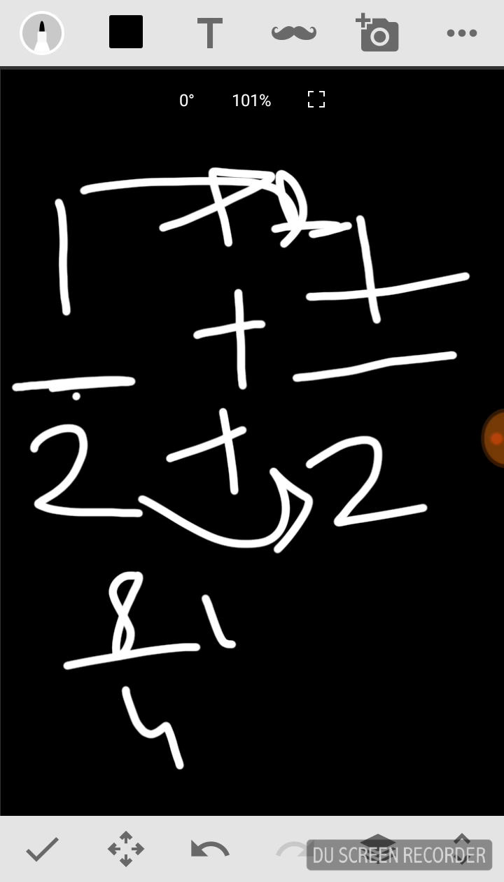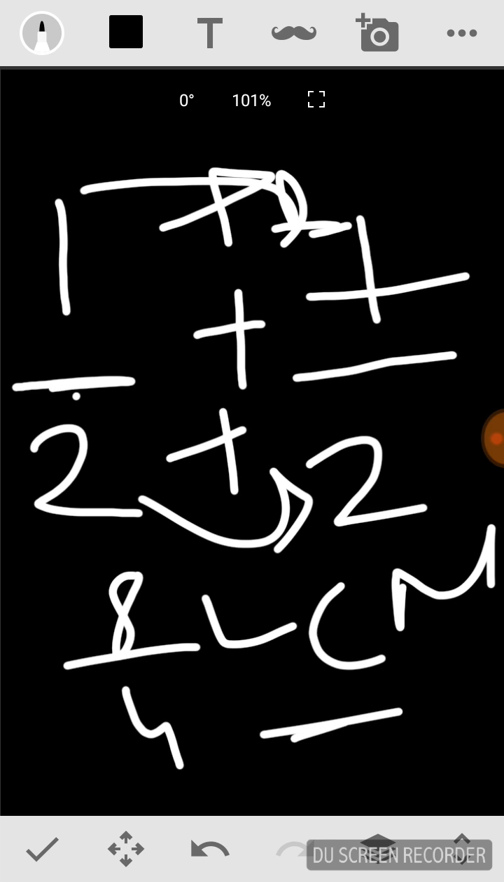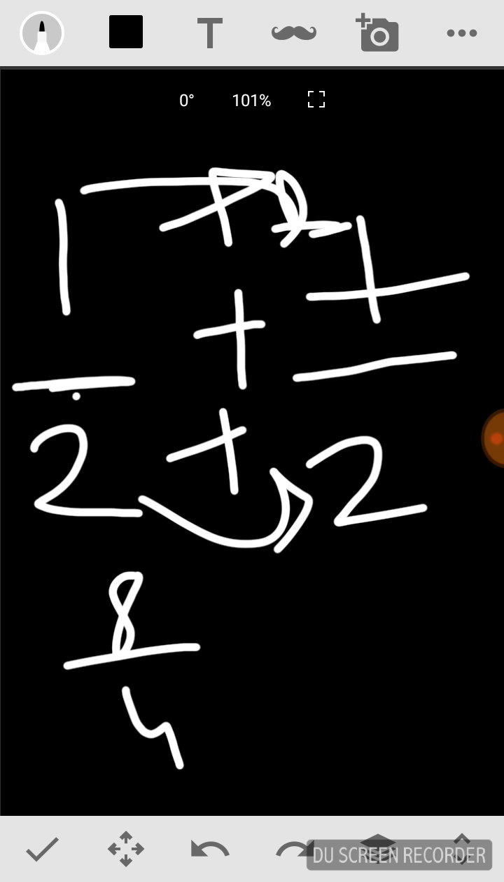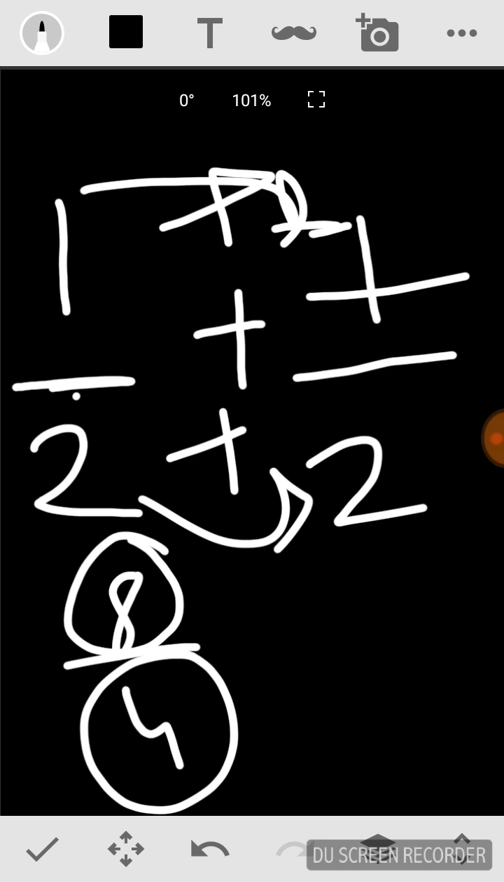Okay, so that is LCM. Do you understand the meaning of LCM? That is lowest common multiple. Now what you have to do is take it to the lowest number. Is 8 divisible by any number which goes the same with 4? Is 8 divisible with any number which is divisible with 4 as well?